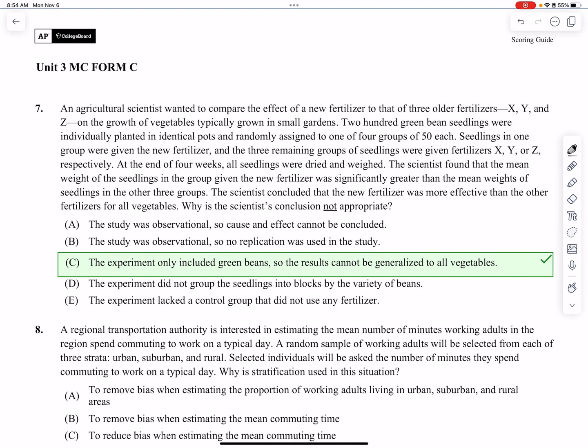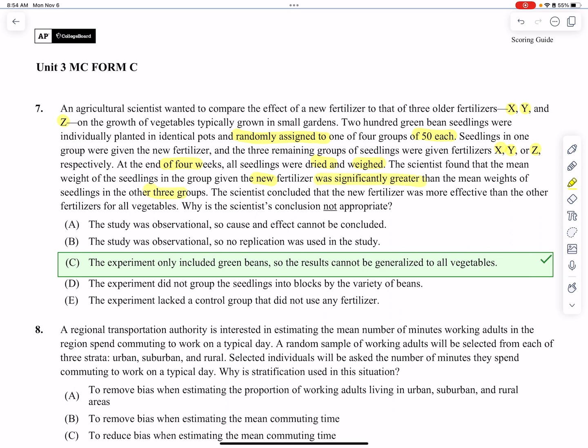An agricultural scientist wants to compare the effect of the new fertilizers X, Y, and Z on the growth of vegetables in small gardens. We have 200 seedlings, individually grown in pots, and randomly assigned. So randomly assigned is important, to one of 4 groups of 50 seedlings each. Seedlings are given a new fertilizer in the three treatment groups, X, Y, and Z, respectively. At the end of 4 weeks, all seedlings are dried and weighed. The scientist found the mean weight of the seedlings in the group from the new fertilizer was significantly greater than the mean weights of the three groups.